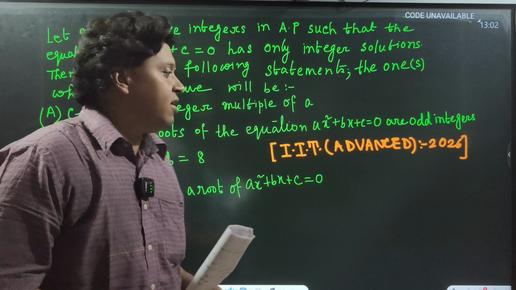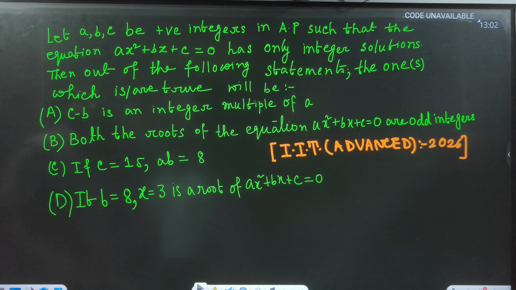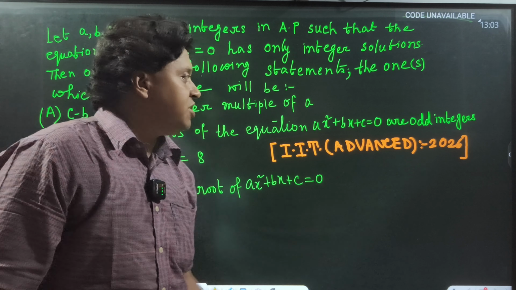Without wasting any further time, let me just read out the problem of mathematics. Let A, B, C be positive integers in arithmetic progression such that the equation ax square plus bx plus c equal to 0 has only one integer solution. Then out of the following statements, the one or the ones which is or are true will be: option A, c minus b is an integer multiple of a. Option B, both the roots of the equation ax square plus bx plus c equal to 0 are odd integers.